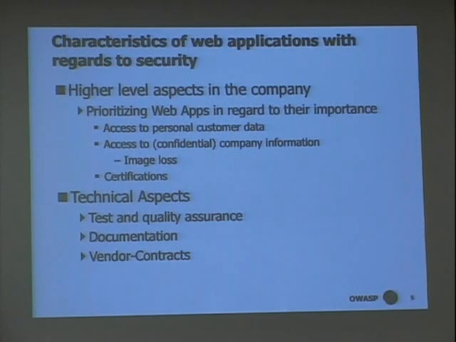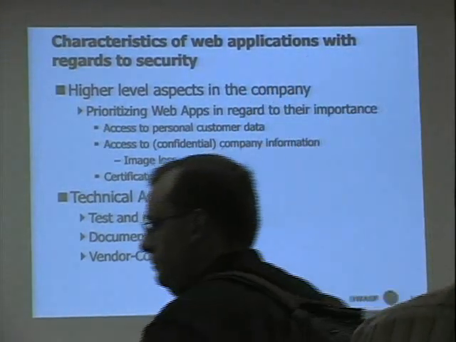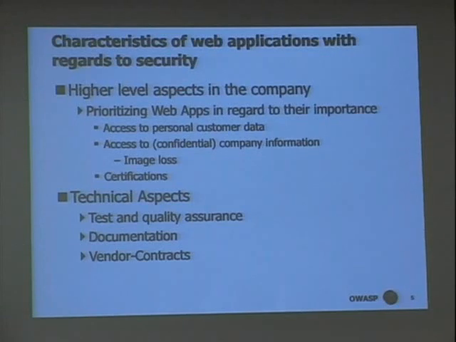This gives you a small outline, and you can say, okay, access to personal customer data, for example. If you've got a tick there, then it should be one of the first applications you deal with. Or access to confidential company information. That is also one, because if you have a problem with this, you've got a big image problem if you have a security issue. And certifications. If you need them, then you actually have to implement them if they require a web application firewall or web application security at some point.